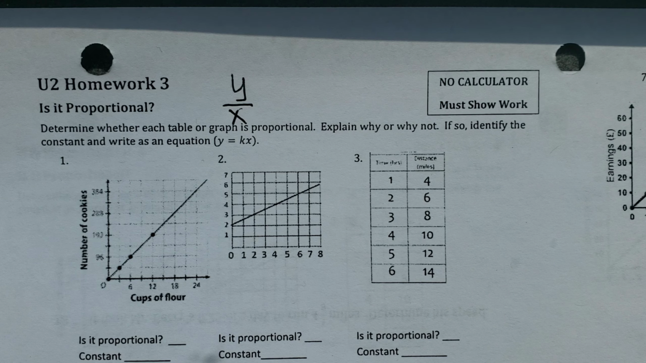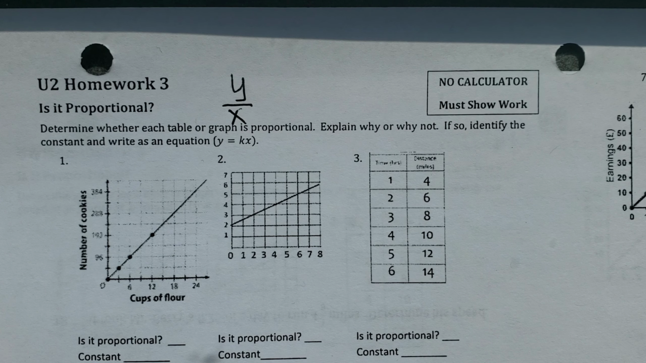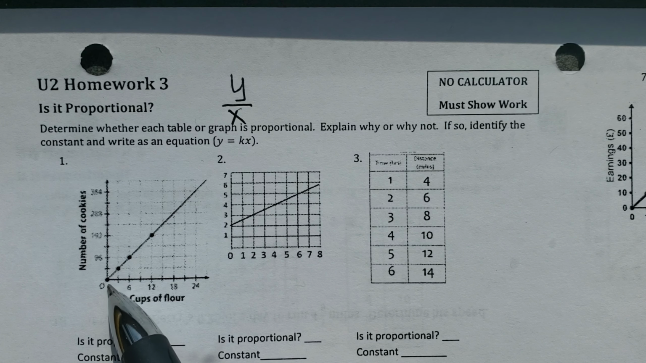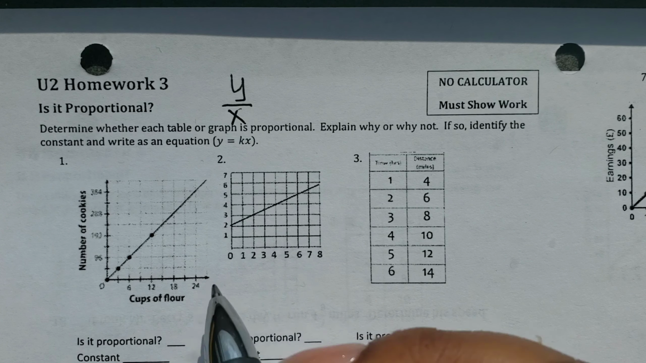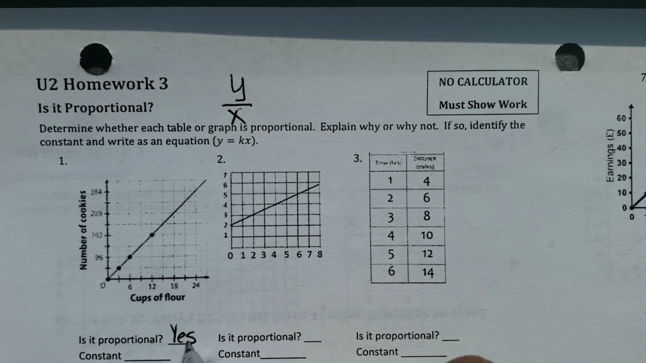So once we find if it's proportional or not, and then we find the constant, which is k, then we can go from there to write our equation. So the first thing to do for me is I like to see if it's proportionate or not. So as you can see, it passes through the origin. So yes, that is proportionate.